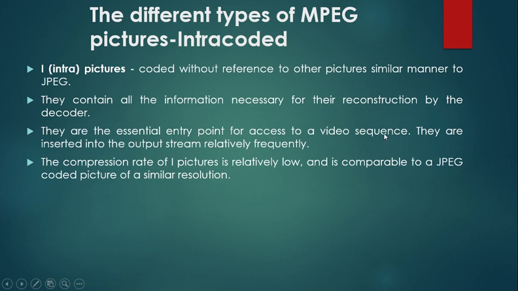So when you are observing a sequence, the first frame which you find will always be an I frame. So there is an I frame at the entry point, and this type of frame is used relatively frequently. But the compression rate of such I pictures is relatively low, and it is comparable to a JPEG coded picture of a similar resolution. So when you look at the example, you will understand the types of pictures.